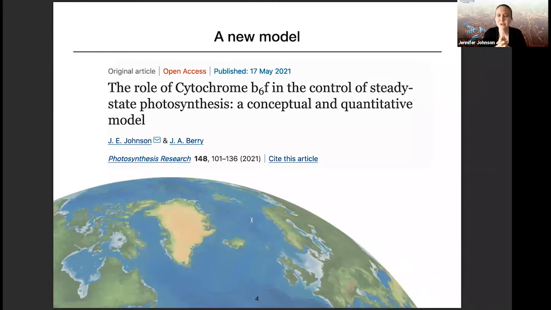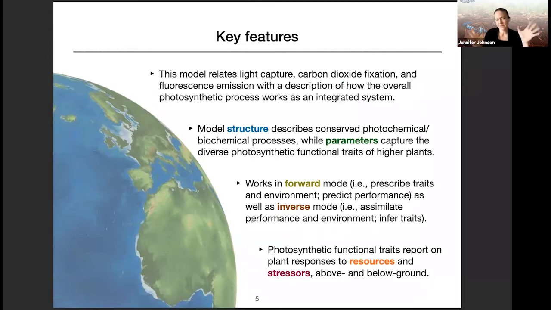What I want to do today is introduce you to a new model that is an important part of the solution. This is a model that was published just a few months ago, and it is the result of a collaboration between myself and Joe Barry at the Carnegie Institution. These are the key features of this framework. This is a model that describes the relationship between light capture, carbon dioxide fixation, and the emission of chlorophyll fluorescence by describing how the overall photosynthetic process works as an integrated system.